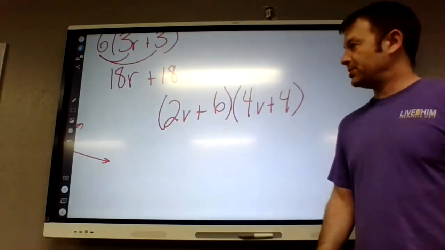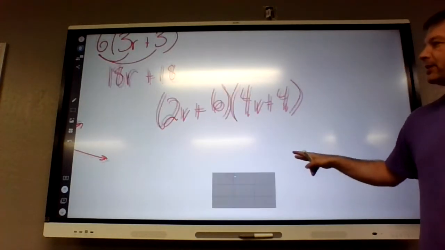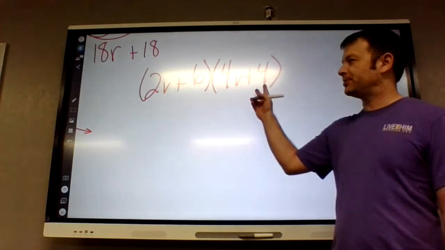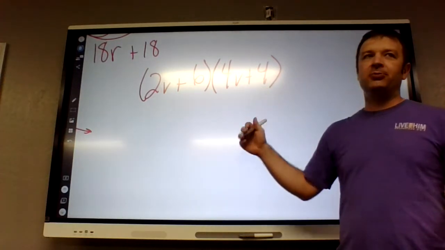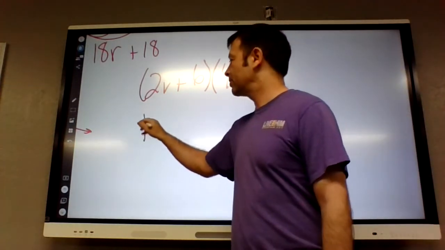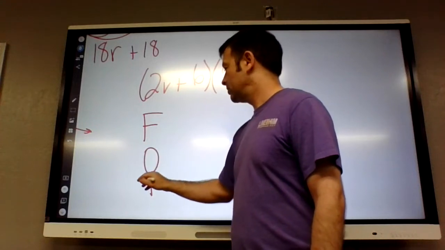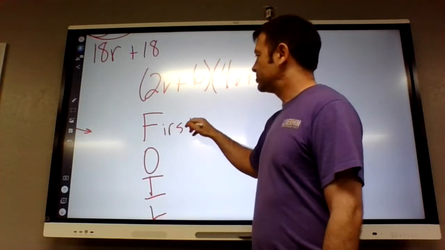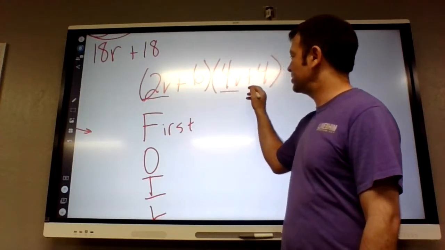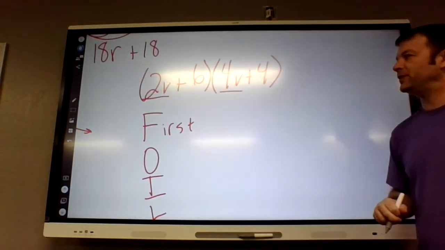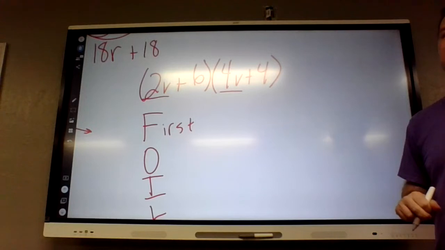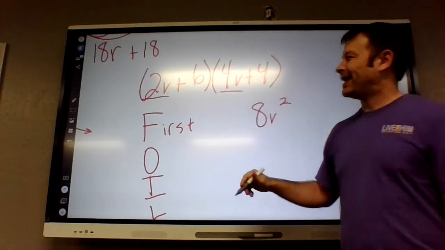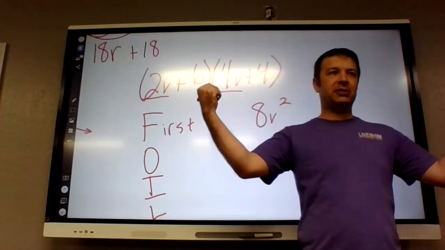All right. So, yeah, this is a FOIL problem. It's got 2 terms times 2 terms. So what do we multiply? What does FOIL stand for? First, which is kind of like the front. So it's the first in both. So what's 2v times 4v? 8v squared. Outside means outside.